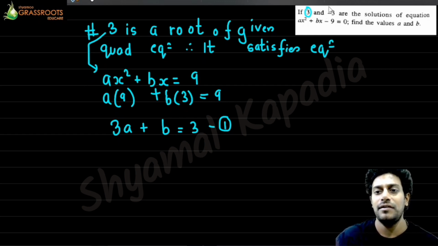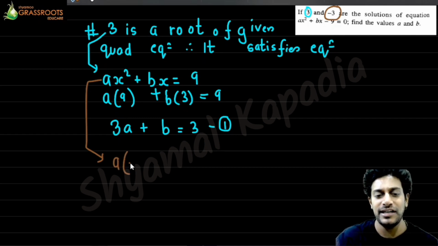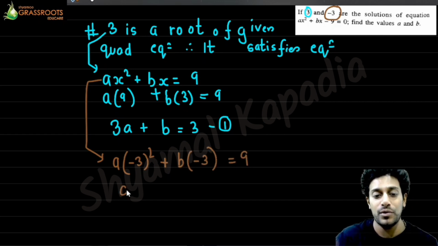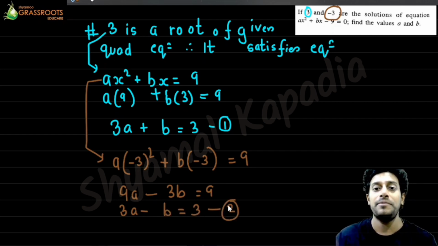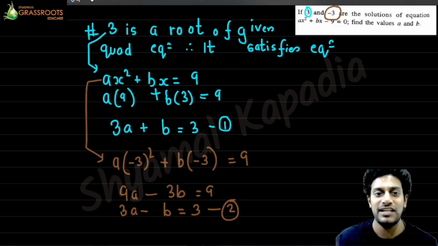Let's start. Minus 3 is also a solution. Substitute in the same equation minus 3. Directly डाल रहा हूँ. a into minus 3 the whole square plus b into minus 3 is equal to 9. Okay, so you get 9a minus 3b divided by 3, बराबर है. Now solve them simultaneously. Write them one below each other. एक के नीचे एक लिखो.